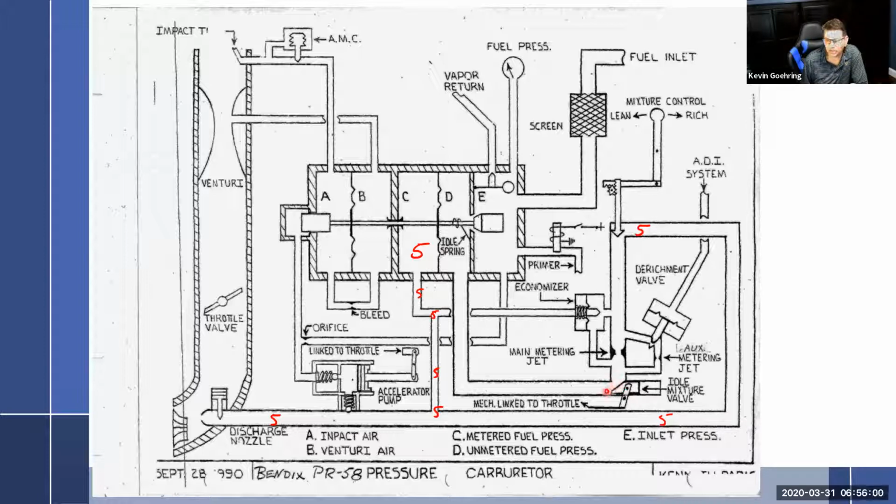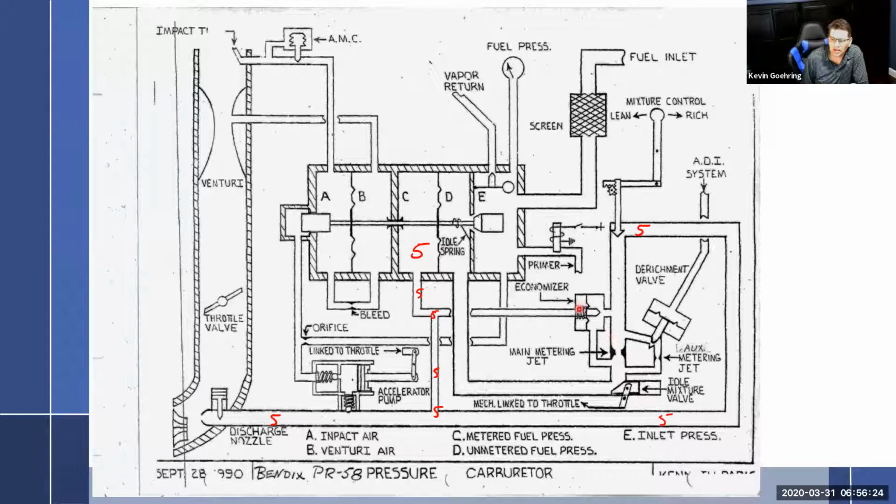As you open up the throttle, this is just going to keep moving more and more until the impact tube and venturi air metering force start to work. It's already pre-programmed by the engineer. So by the time A and B start to work, this is just out of the way and has no meaning once it's out of idle. So we come up here to the main metering jet, which you guys know what that is.